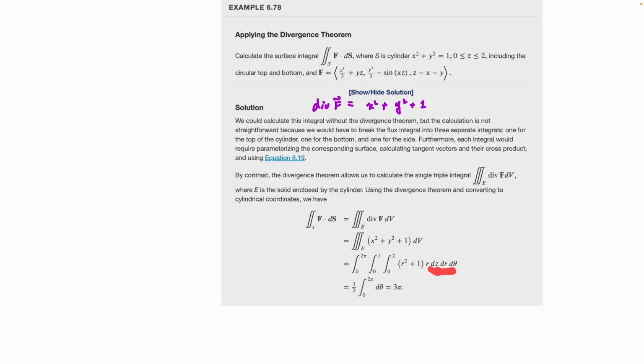Note that they are changing from rectangular to cylindrical coordinates in evaluating this, since x squared plus y squared is the same thing as r squared.